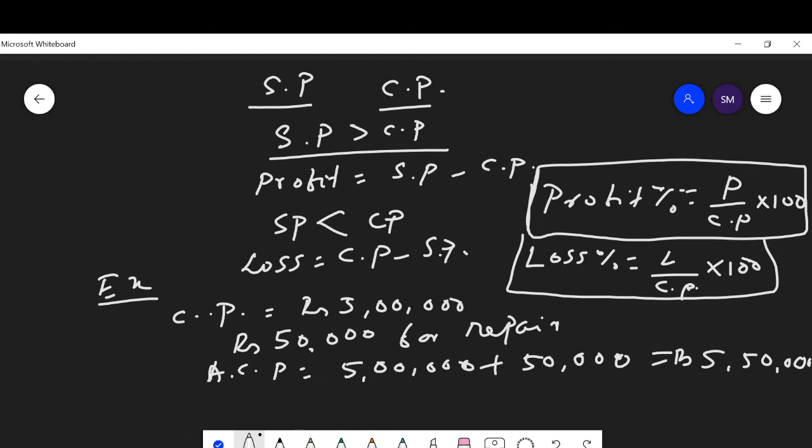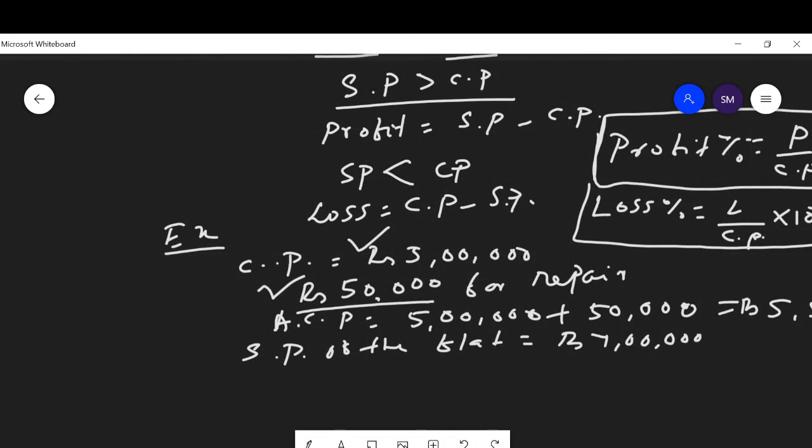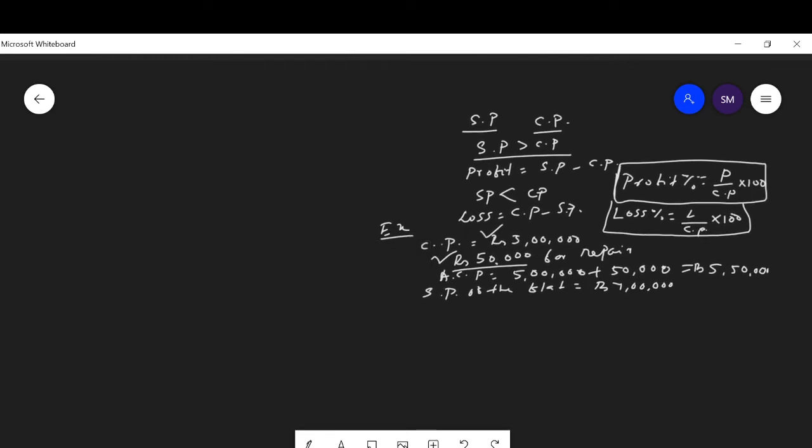Then the question says the builder sold it at 7 lakh. Find the profit or loss of the deal. The selling price of the plot is given as 7 lakh. The builder first purchased it for 5 lakh and spent 50,000 on repairing, and then sold it for 7 lakh. Then what is the profit percentage? Keep the question here, then solve it.